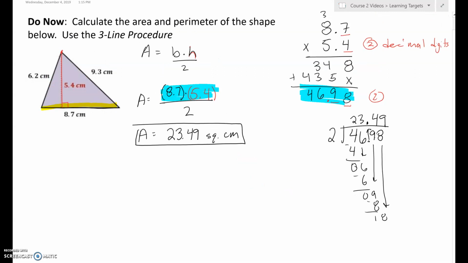Now we just need the perimeter. So the perimeter is equal to this side plus that side. The formula is just going to be side 1 plus side 2 plus side 3. Three sides for a triangle, so we're going to add those three up. The second line is to plug in our numbers. So 6 2/10 plus 9 3/10 plus 8 7/10. Does it matter which one we use as side 1, side 2, and side 3? No, it really does not.